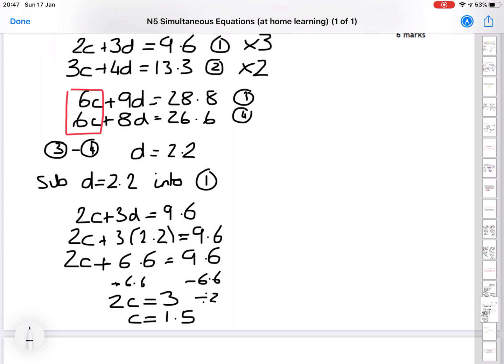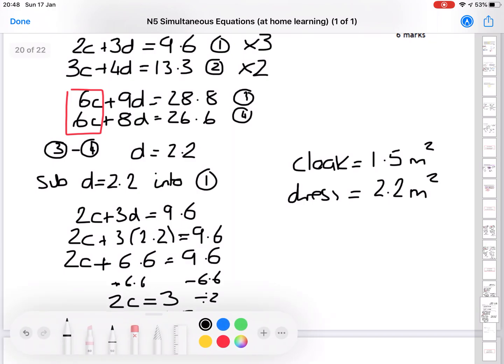Okay, the last part of this would be to answer the question in context. So we were asked for the amount of material required for 1 cloak and 1 dress. So we would write cloak is going to be 1.5 square meters. So I'm just going to write that as meters with the squared. And then a dress was going to be 2.2 square meters. So meters squared.